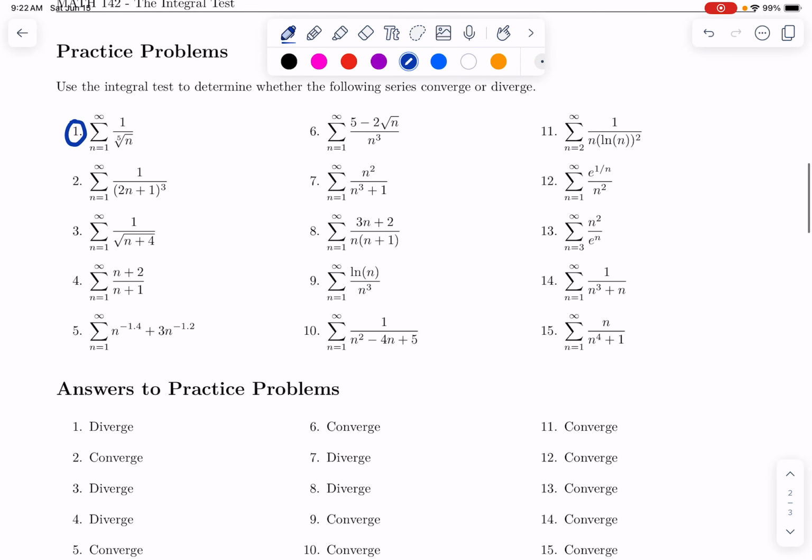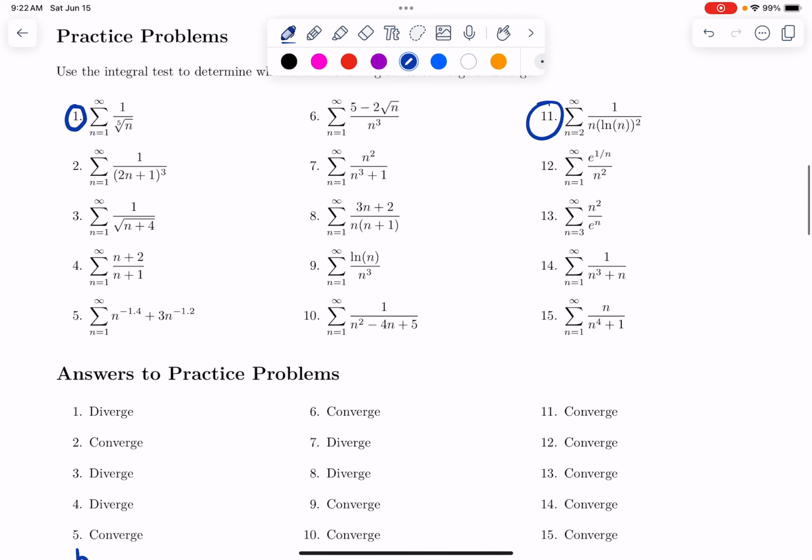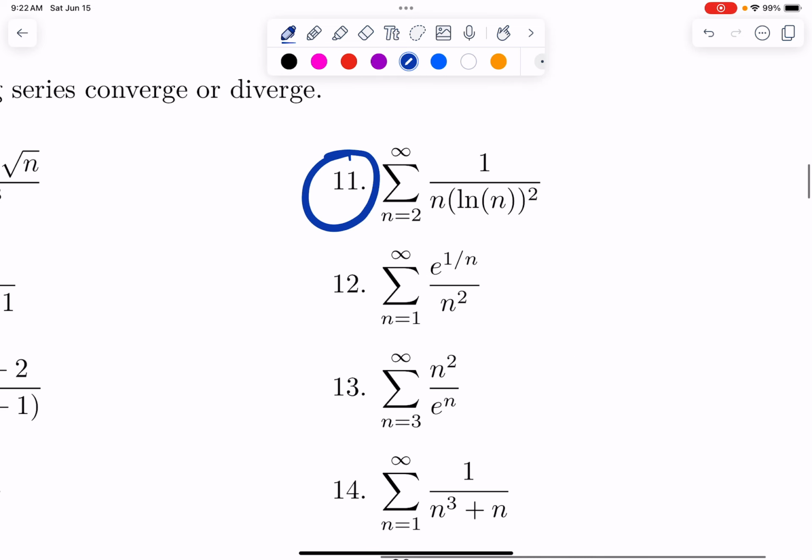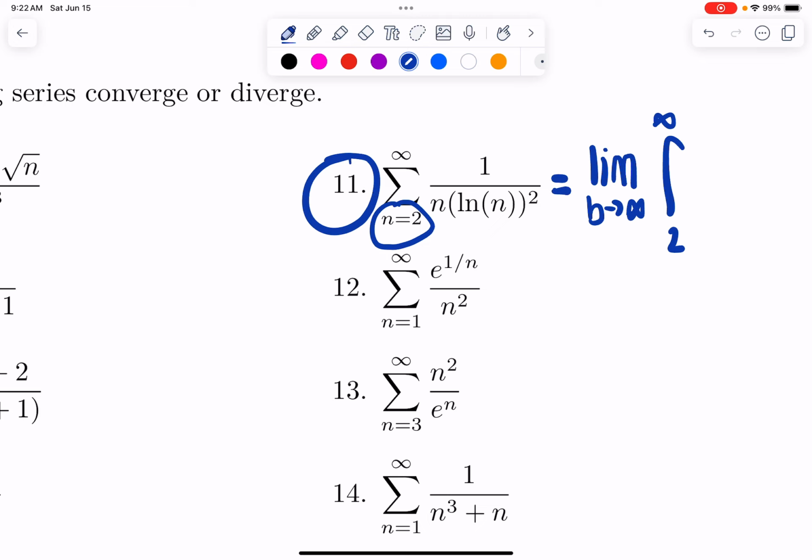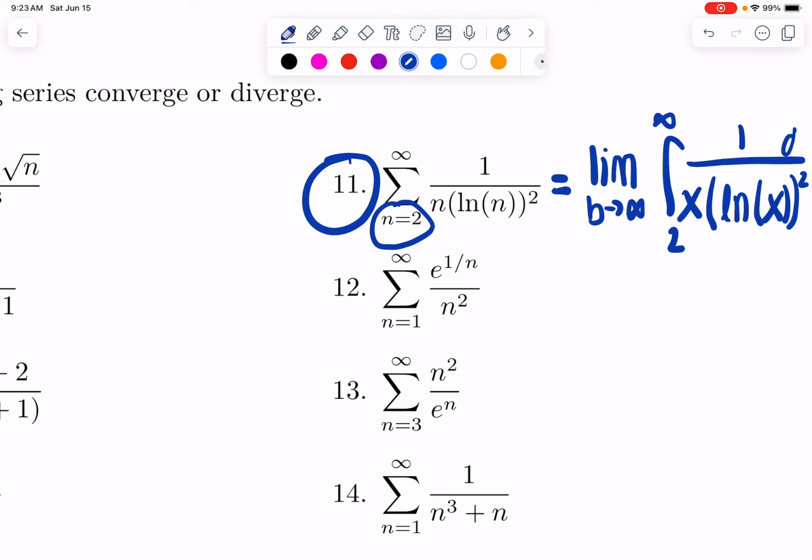Okay, a couple other problems that we could do together would be something like number 11. In other words, here's what I would do. Replace every n with an x and then do the integral. So you could do the limit as b approaches infinity, evaluated from 2, because it's the lower limit, to infinity, of 1 over x times the natural log of x squared, and then dx, of course.